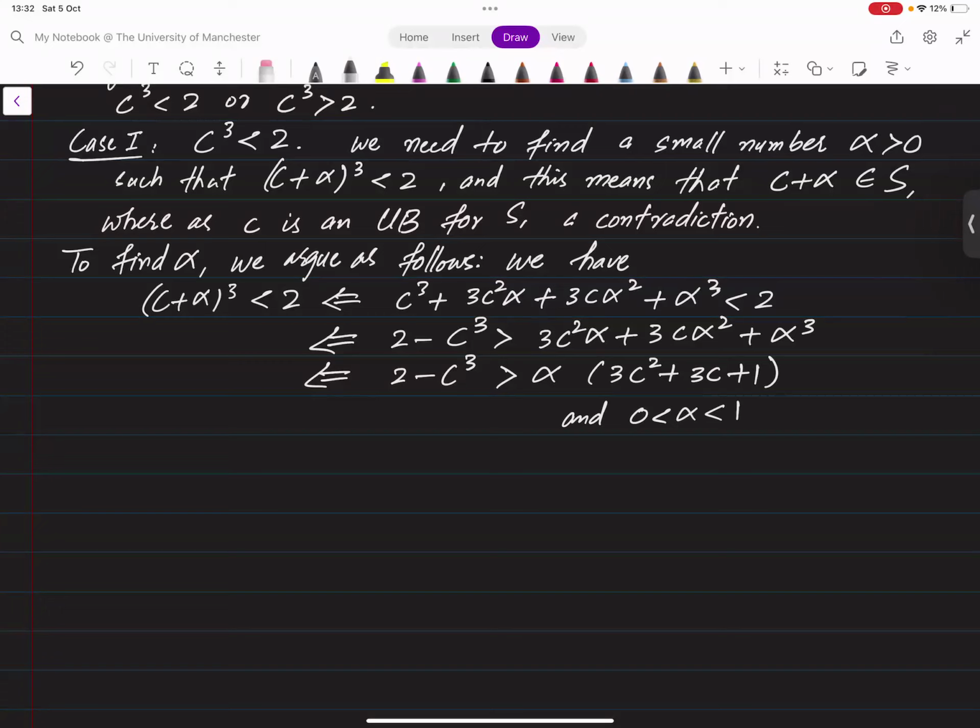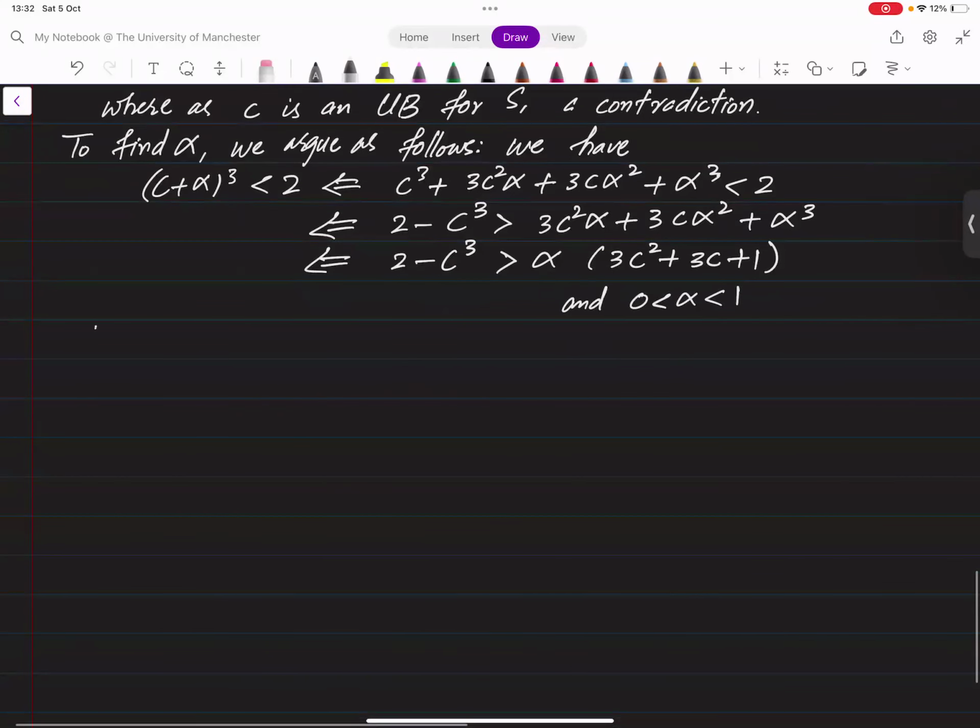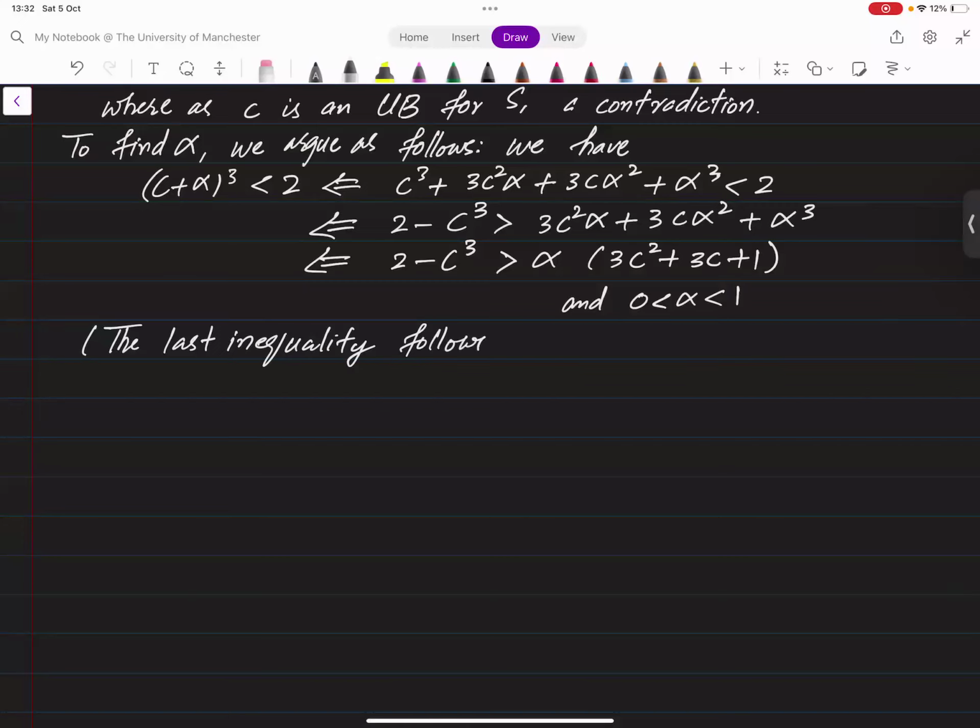The last inequality follows since 0 is less than alpha is less than 1. We have alpha square is less than alpha and alpha cube is less than alpha.